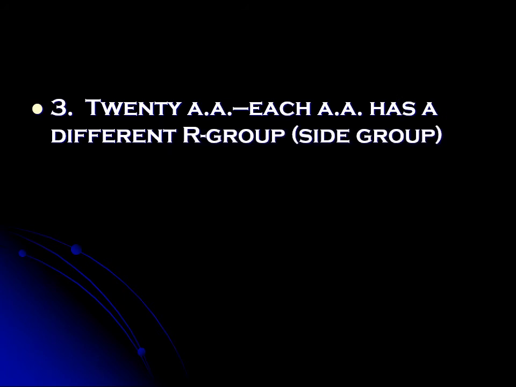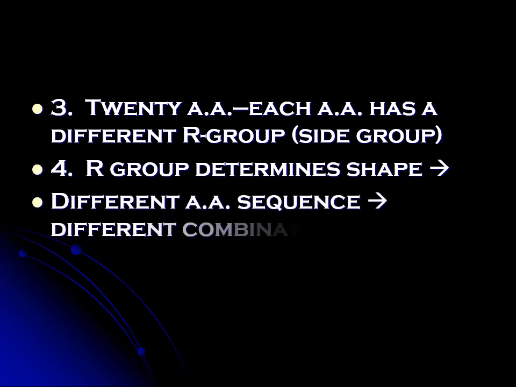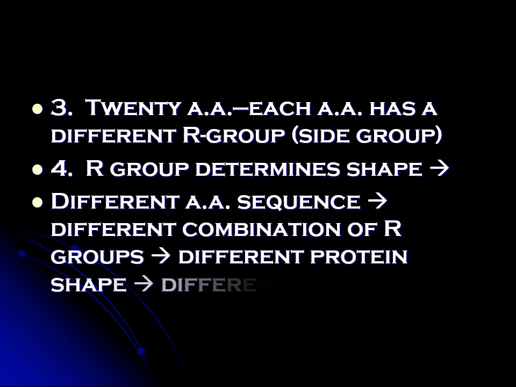We have 20 amino acids, and each amino acid has a different side group or different R group. And it's the R group that's going to be determining the shape of the protein. Since the R group determines the shape, a different amino acid sequence will create different combinations of R groups, will create different protein shapes, and will have different functions.